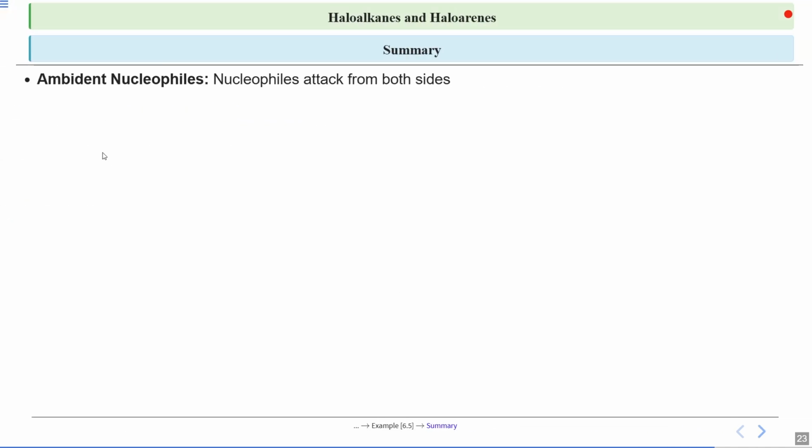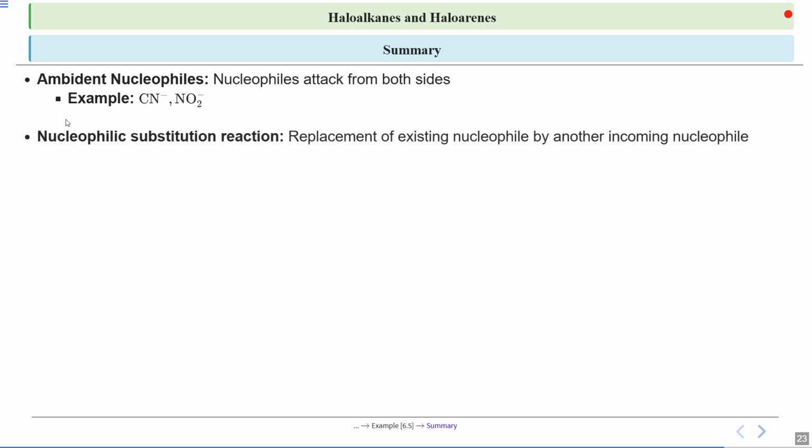Okay, let's see the summary. We have covered ambident nucleophiles, the nucleophiles that can attack from both sides, or that have two sites to attack from, for example the cyanide ligand and the NO2 ligand. Then nucleophilic substitution reactions, where the replacement of an existing nucleophile by another incoming nucleophile happens.